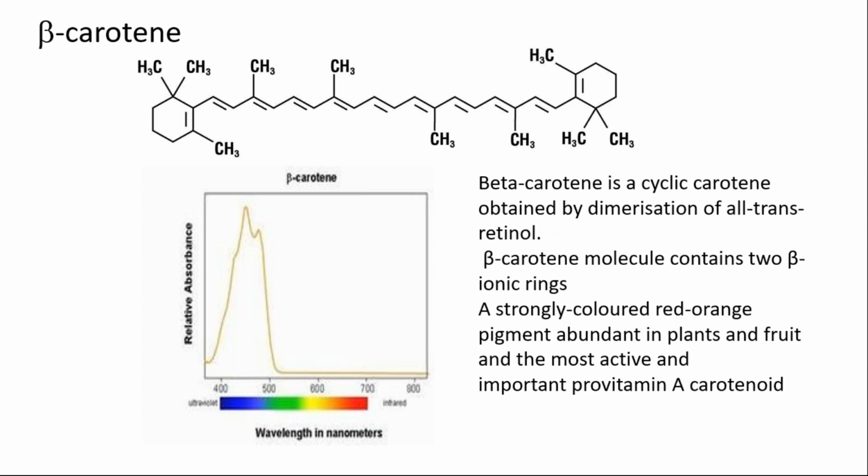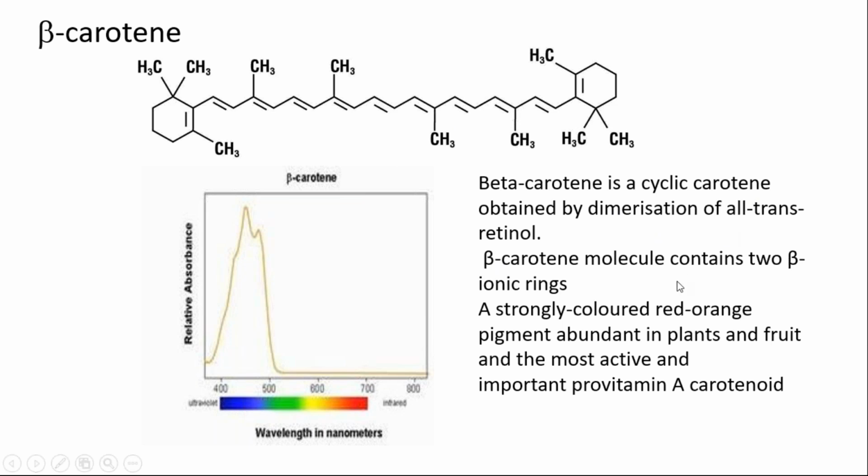So this is the structure of beta carotene. Beta carotene is a cyclic carotene. It is obtained by the dimerization of all trans retinol. I don't know if you recollect the structure of retinol when we studied vitamin A in the class on vitamin A. So here it is a cyclic carotene. It is made up of two molecules of retinol, and by cleaving it exactly in the center, you get beta carotene.